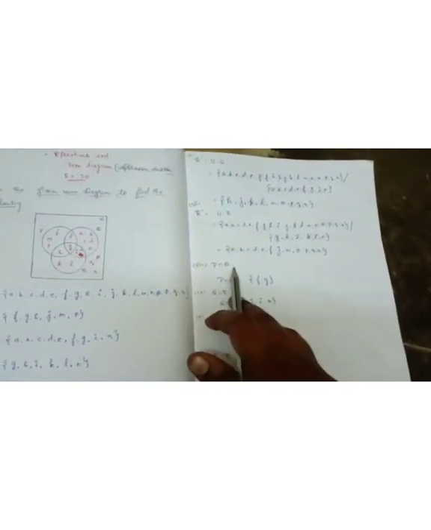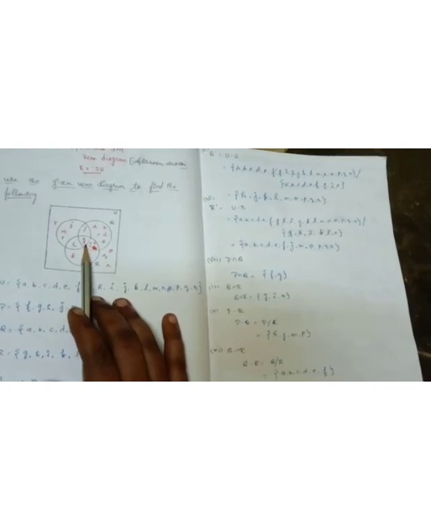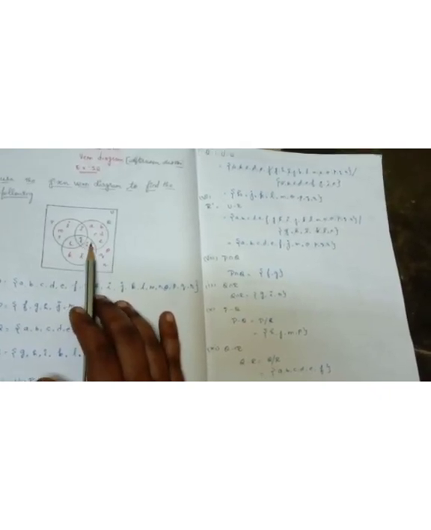The next one, P intersection Q. P intersection Q means the circles P and Q intersect in this center part. So F and G is the answer. Q intersection R means the Q and R circles intersect in this part. So G, I, N is the answer.